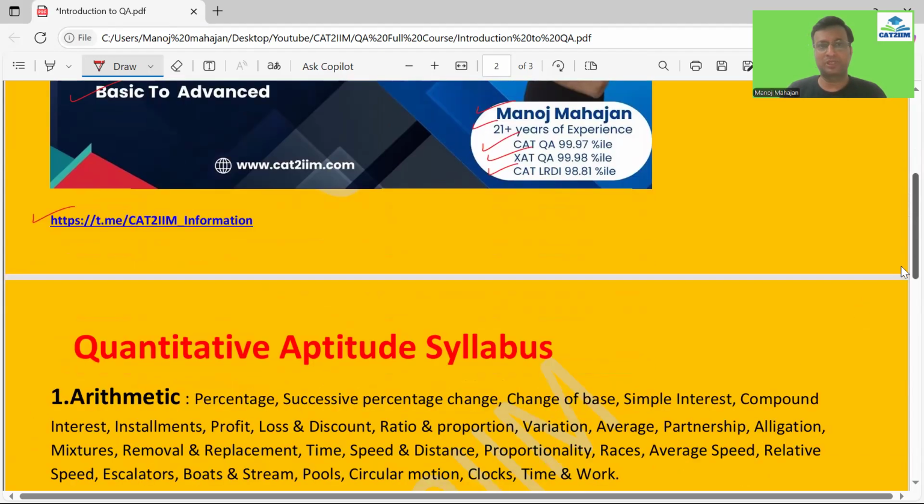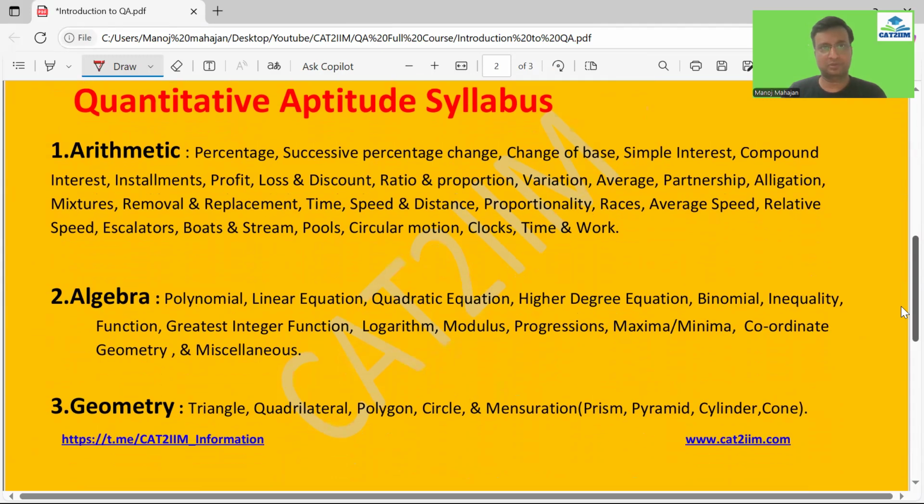Now let me come to the QA syllabus out here. I've divided it into 5 modules. The first one is Arithmetic. This is a very important module from the CAT and the other exams perspective.